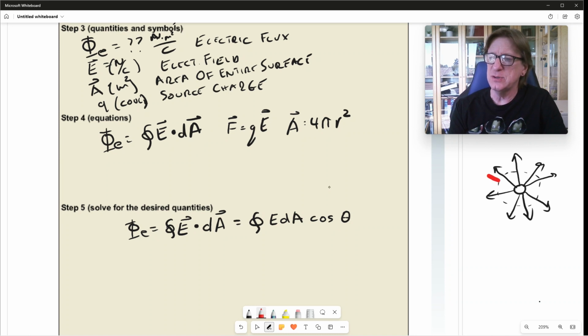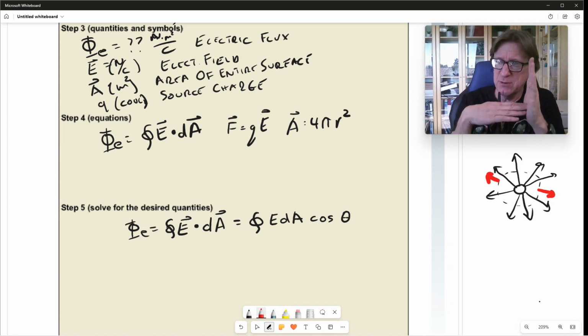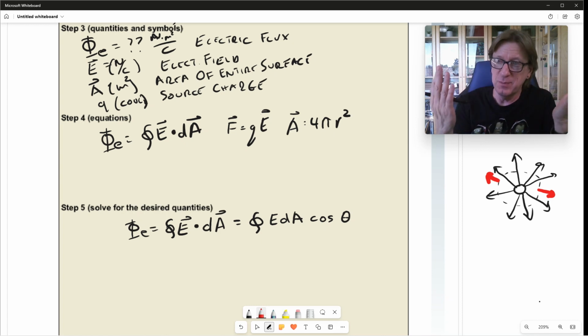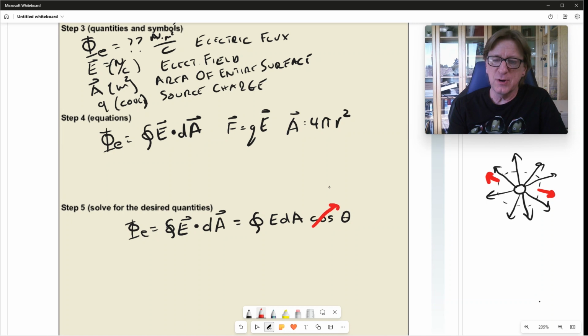Well, in this case, you should notice that everywhere around this sphere, the area vector is directly parallel to the electric field. So the angle between them is 0. And the cosine of 0 is 1. And that makes sense, right? Because if they're parallel, then I should get the whole thing. If they're perpendicular, I shouldn't get anything. And so if they're 90 degrees, cosine of 90 is going to be 0. So this term right here is going to be 1. So I'm only left with this. But the nice thing here now is I no longer have vectors. I have magnitudes.